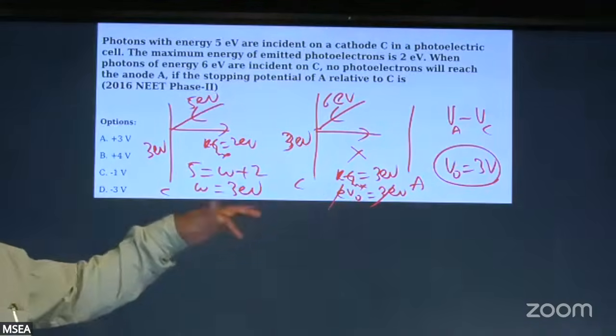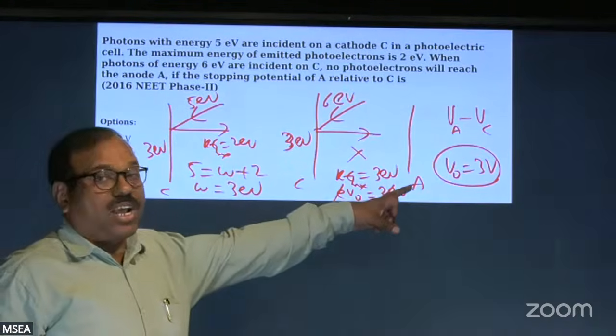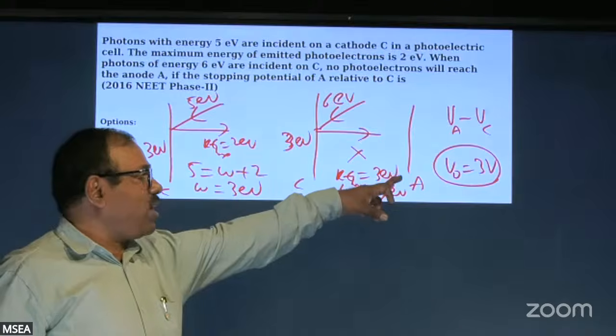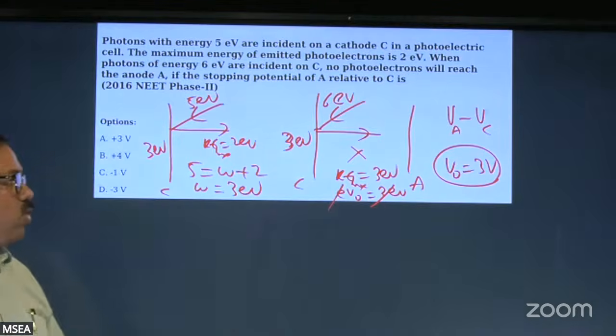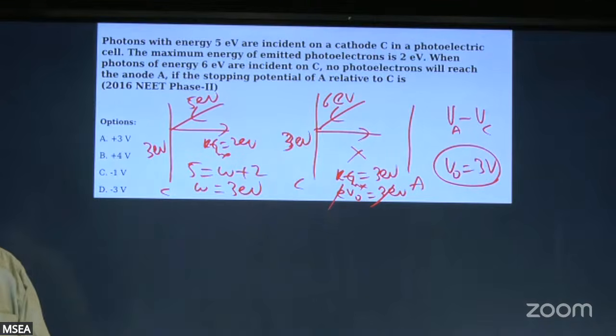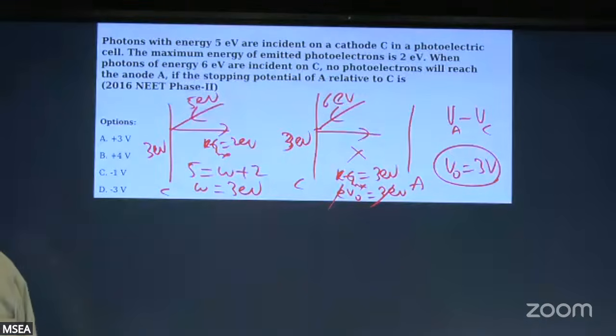But he is asking the anode with respect to the cathode. So what about the anode potential? If it is positive, then electron flow will be there. But the anode should be given negative potential, the stopping potential. That's why it should be -3. The anode potential with respect to the cathode becomes -3 volts. Okay, we move on to the next slide.